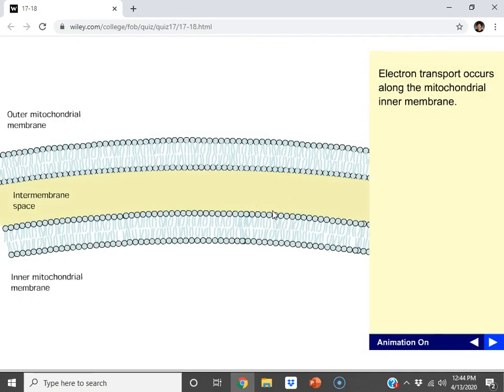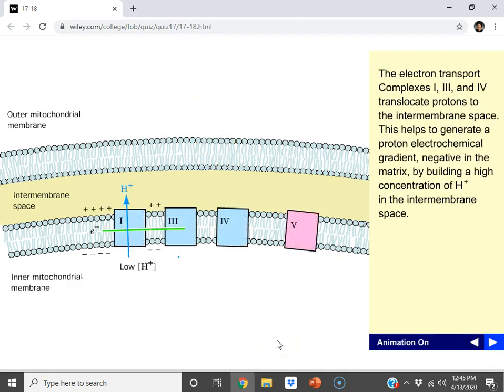So remember, electron transport occurs in the inner mitochondrial membrane. So here's the inner mitochondrial membrane, here's the inner membrane space, there's the outer membrane, there's the cytosol. And we have our complexes. Now here the author refers to this as complex 5. I prefer to call it ATP synthase because that describes what it does.